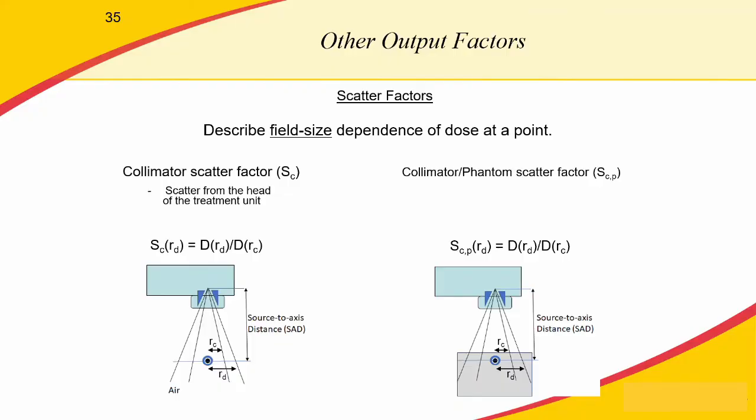Are there other output factors besides just the factor of going from one depth in our phantom or patient to another? Absolutely. So let's discuss some of those. For instance, what about our scatter factors? These describe the dependence that the output has on the field size we use for treatment. And we talked about field size dependence a little bit back in part 1.